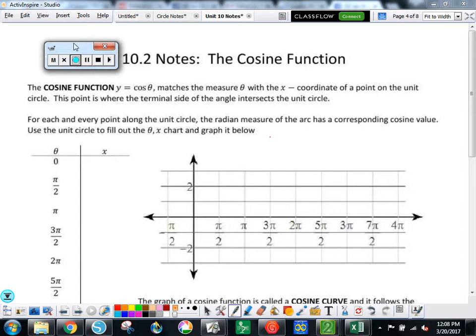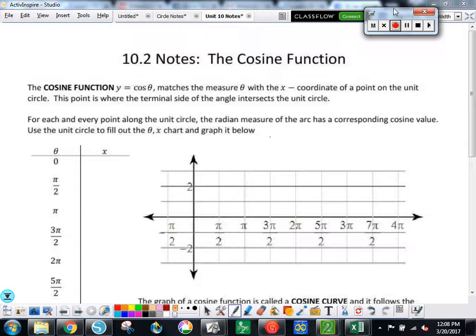So the focus of today is the cosine function. Let's start off.